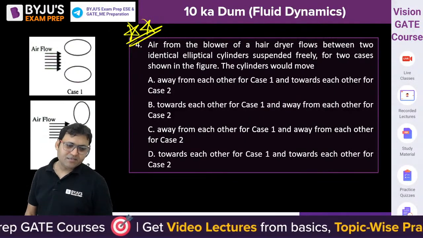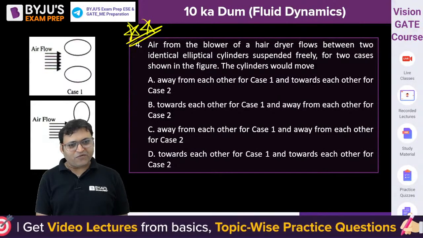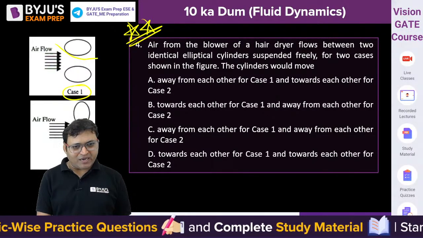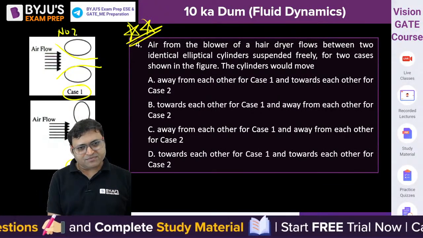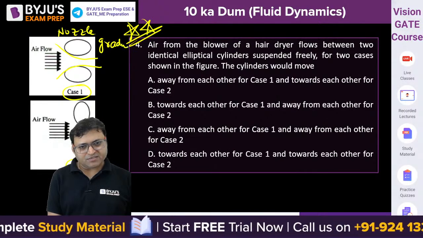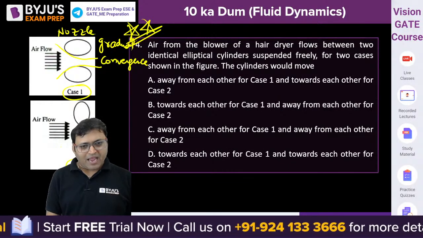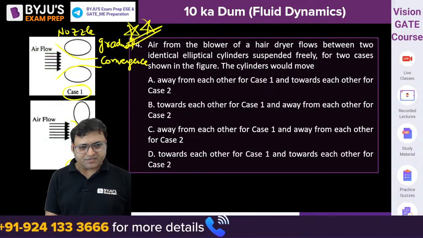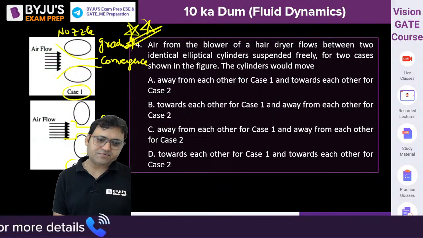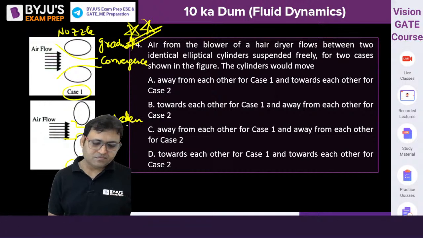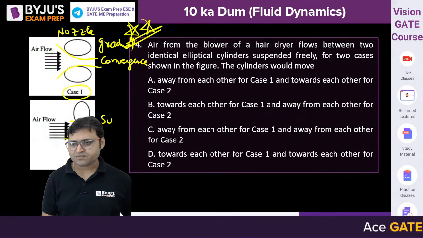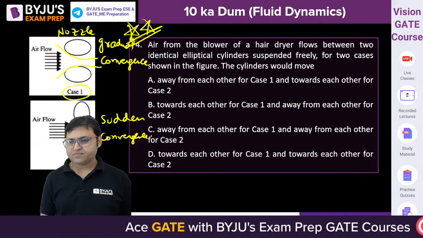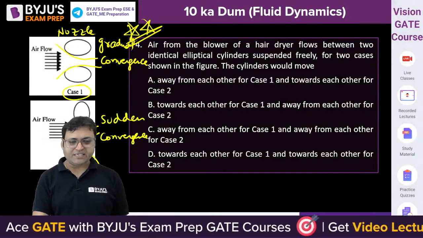Tell me, what is your opinion? Look, there is a slight difference between case 1 and case 2. What is the slight difference between them? Here in case 1, it is a gradual convergence. It is like a nozzle. And here in the second case, it is a sudden convergence, like a restriction. What is the answer? Gradual convergence and sudden convergence.